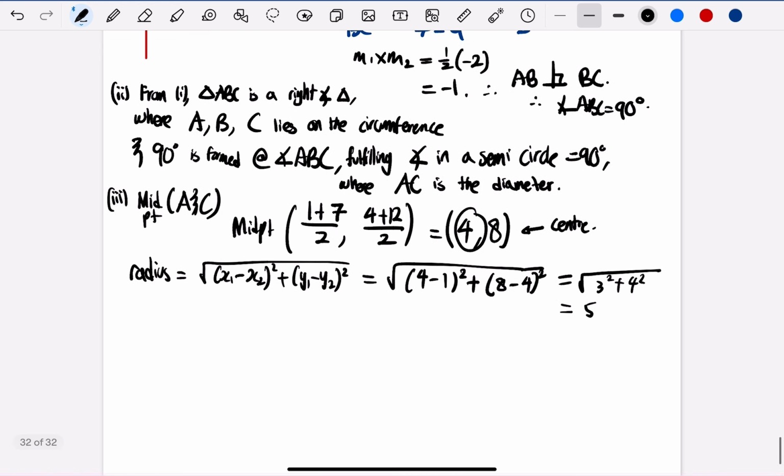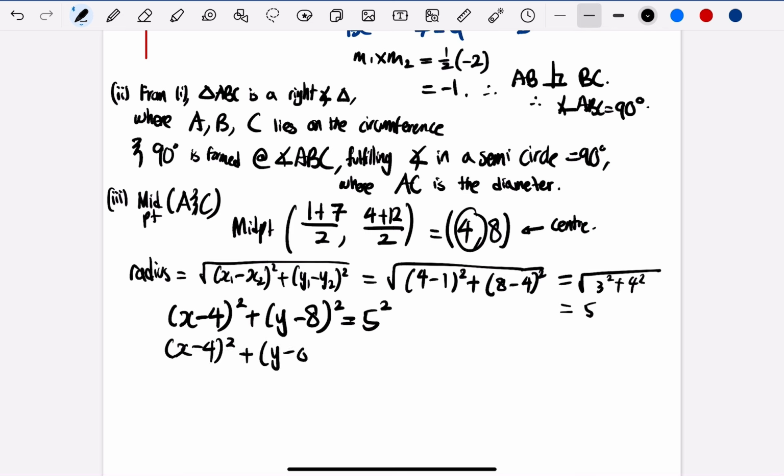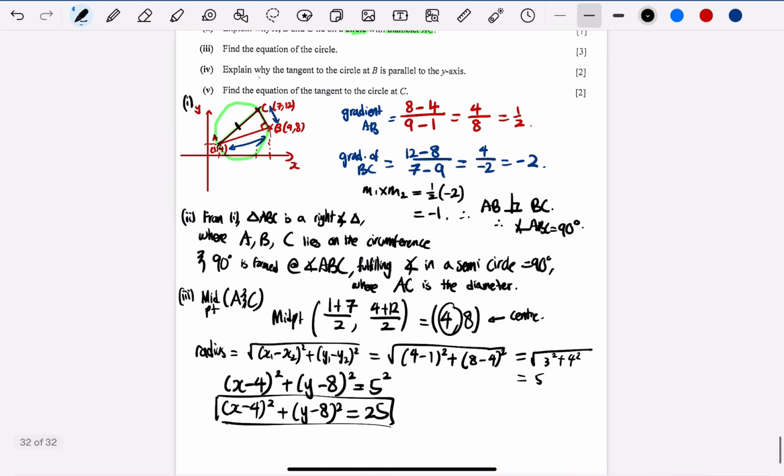From this, I can rewrite my equation of my circle. My equation of my circle is just x minus my center squared plus y minus my center squared, and it equals 5 squared, which I rewrite again, simplifies to give me equals 25. And this is my equation of my circle. Okay, so that's how you do part 3.